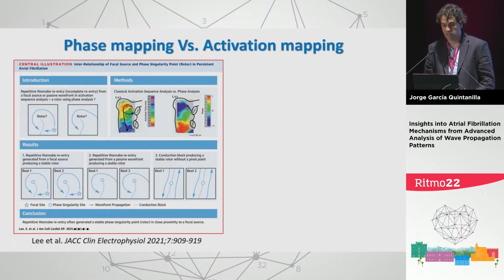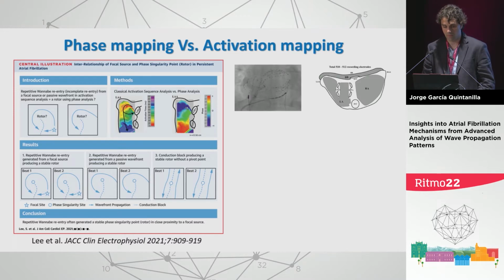Here you can see the mechanisms by which Waldo and colleagues propose that long-duration phase singularities are created in the absence of true rotors, mainly repetitive waves that occur but without completing a single rotation and get blocked, or wavefronts propagating in opposite directions with a line of block in the middle. And yes, of course, that can actually happen, and that is why phase mapping is not very specific in detecting rotors.